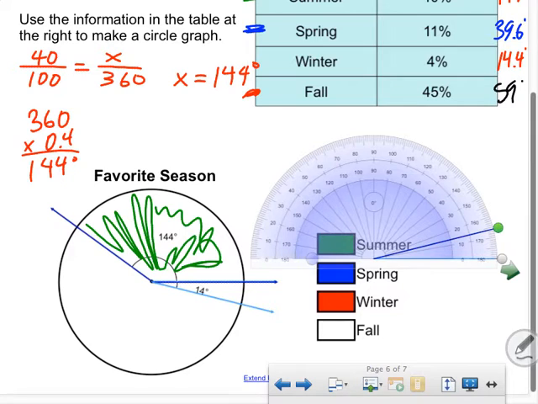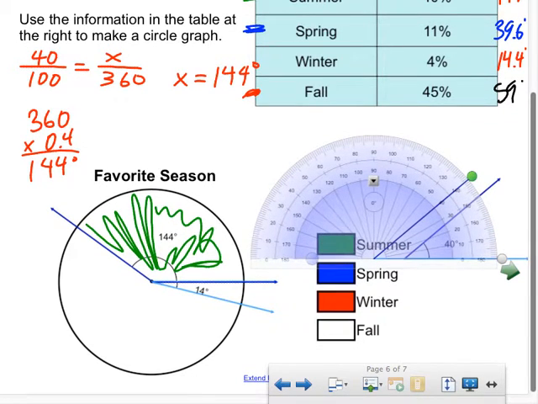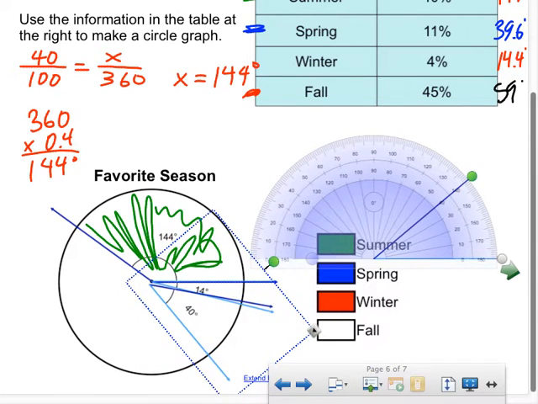Okay, so let's go ahead and see if this all fills up. So I got 39, almost 40 degrees. I'll just go ahead and make that 40 because it's pretty close to 40. And what do we shade this one?